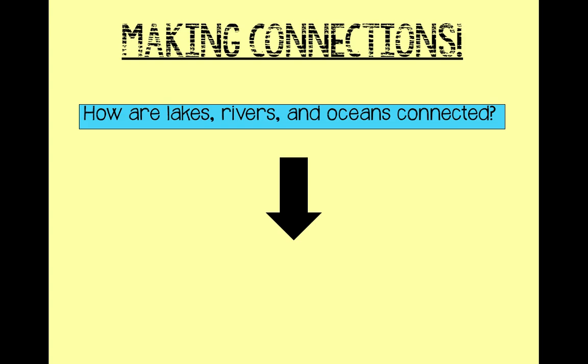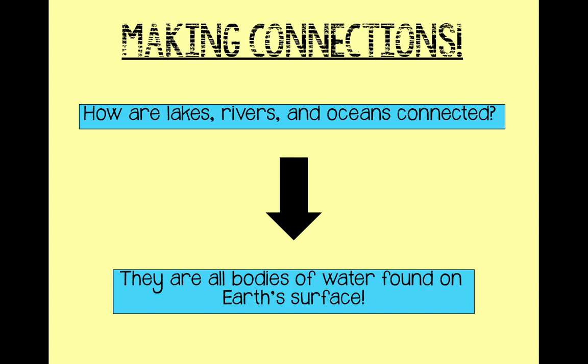So the question was, how are lakes, rivers, and oceans connected? How are they related? What's the big picture? What's the same about them? Did you say that they are all bodies of water found on Earth's surface? If you did, give yourself a pat on the back, because you would be correct. Lakes, rivers, and oceans are similar because they're all water and types of water, but they're actually very different. We're going to learn a little bit about lakes, rivers, and oceans later on. But I know that they're connected because they are all bodies of water found on Earth's surface.